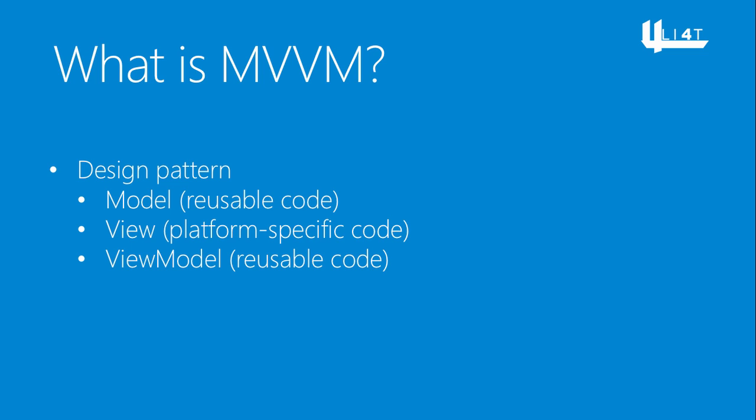With MVVM, you can actually share the entire model and the entire view model throughout all of these platforms that I've already mentioned. The only part of MVVM that would require platform-specific code would be the view, because you wouldn't want the exact same UI on a Windows Phone and in a desktop environment. You don't want the same UI on a phone, a tablet, or a desktop. It's something that you don't do. So you would only require platform-specific code for the view.